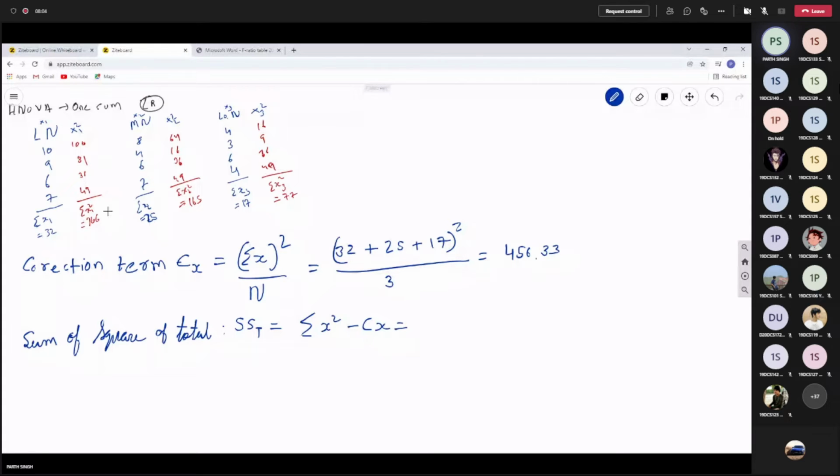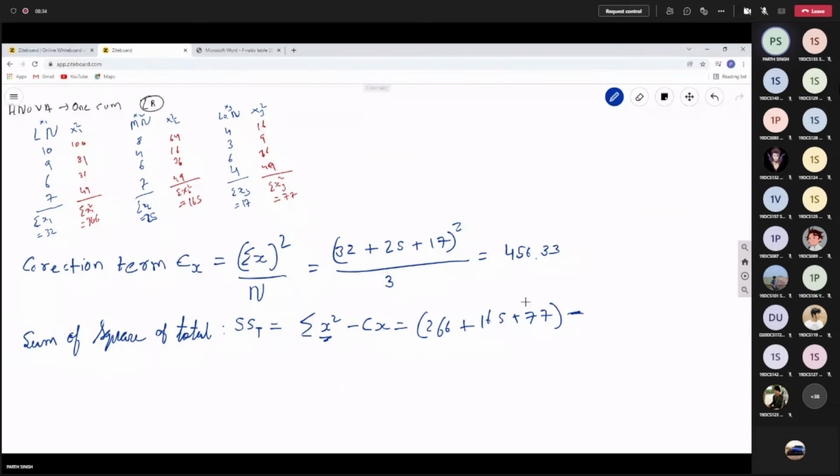The summation of x1 whole square, summation of x2 whole square, summation of x3 whole square, which we found, that is 266 plus 165 plus 77. Well, not whole square, but their summation. So it is the summation of the square terms.